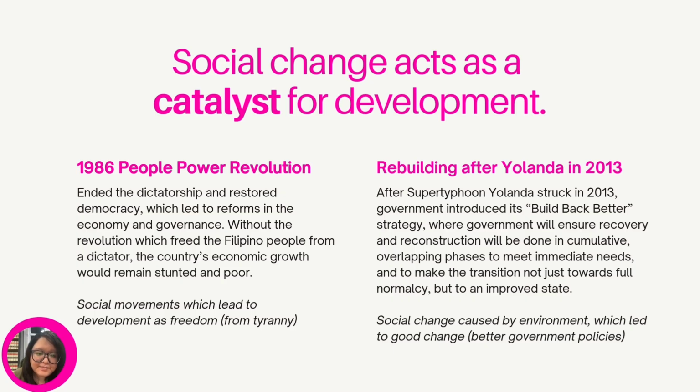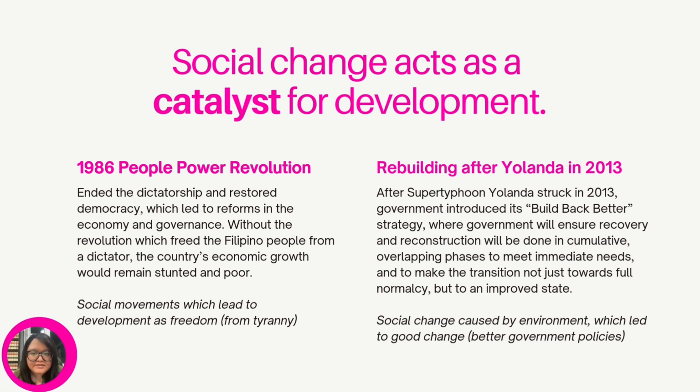So, the 1986 People Power Revolution, for example, ended the dictatorship and restored democracy in the Philippines, which led to installing a government that introduced reforms to rejuvenate the economy and promote good governance. So, without the revolution, which freed the Filipino people from the dictator, the country's economic growth would continue to suffer and continue to be stunted. So this illustrates what we discussed earlier, that social movements lead to development as freedom from tyranny.